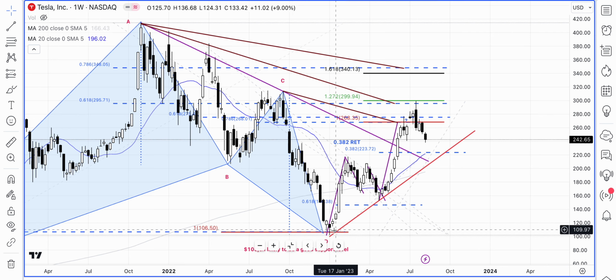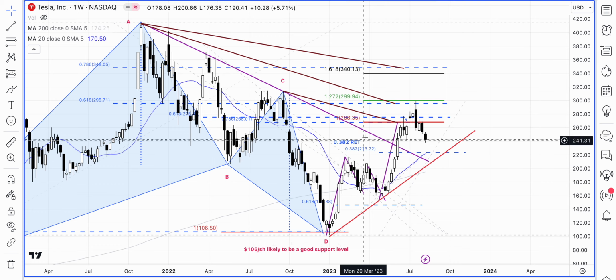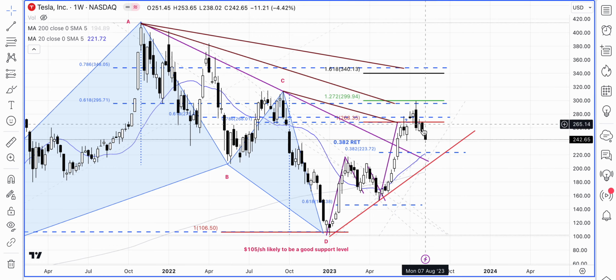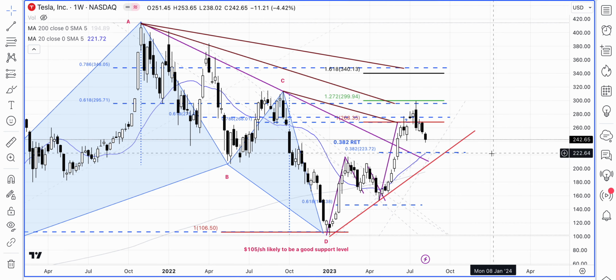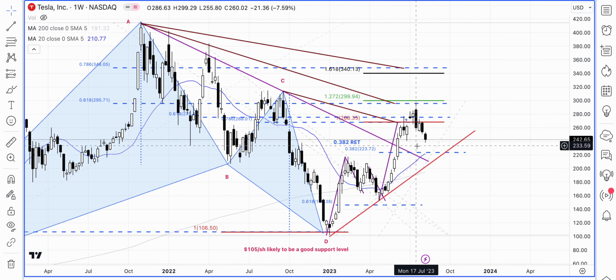And also if we just take this move since the beginning of 2023 and we just project this ABCD one-to-one projection, we had the 1.272 extension come in around $300 per share level. Now the market is pulling back. As we looked at on the daily chart, $225 per share level is a point where the market could pull back to. On the weekly basis, you can see that it's just been going down for 3 weeks, 4 weeks, and we have the 20-day weekly moving average also hovering around the $225 per share level.